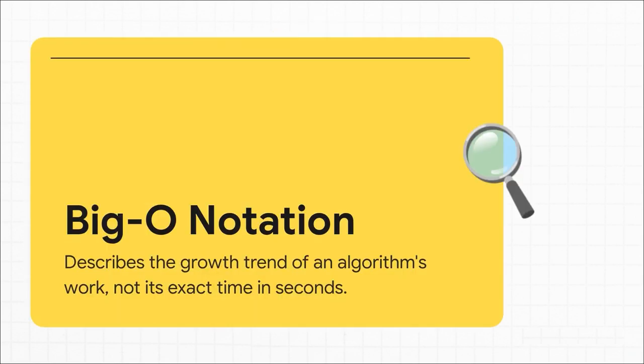To talk about this, computer scientists use this special thing called Big O notation. Now, don't let the name scare you. It's just a way to describe the trend. It's not about timing things with a stopwatch, it's about understanding the growth rate. Does the work just double, or does it explode?